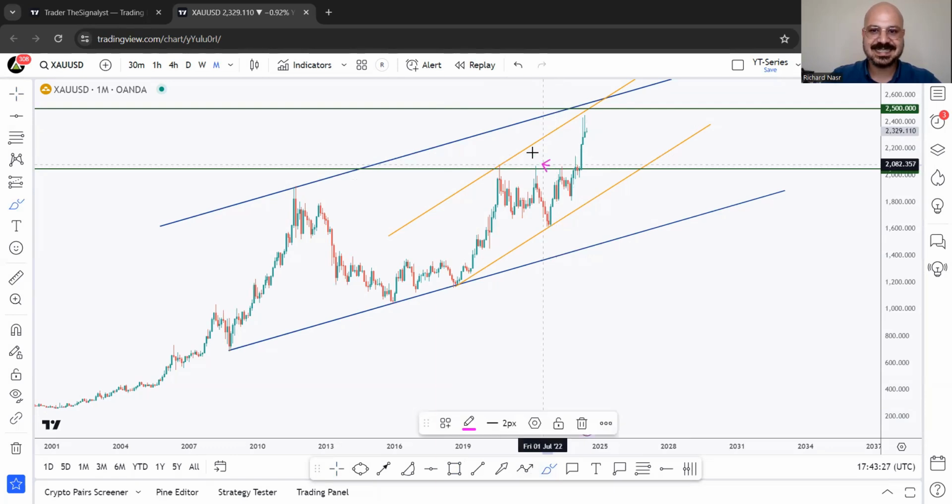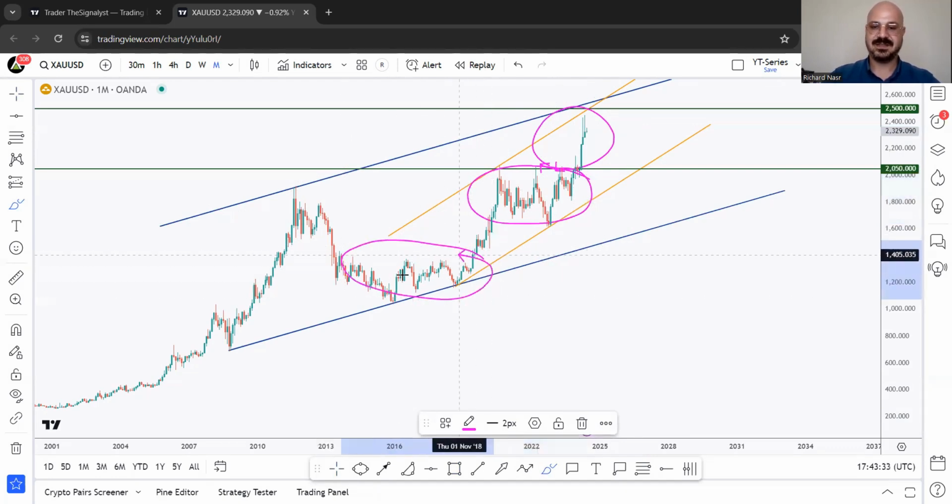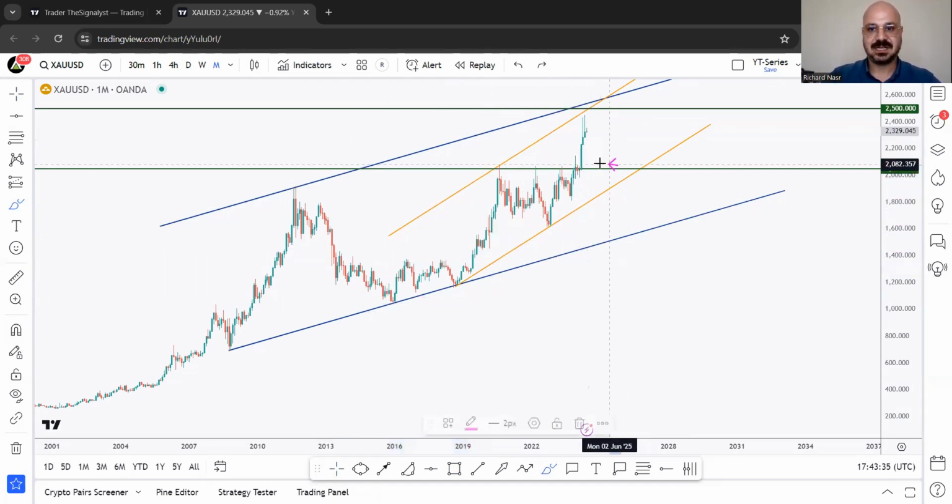So we are currently trading inside this flat, if you want to call it a floor. Previously, we were trading inside this floor and previously within this one. This is our floor, this is our ceiling. As we approach this upper bound, the 2500 would be massive: multiple intersections, a trend line, and the round number.